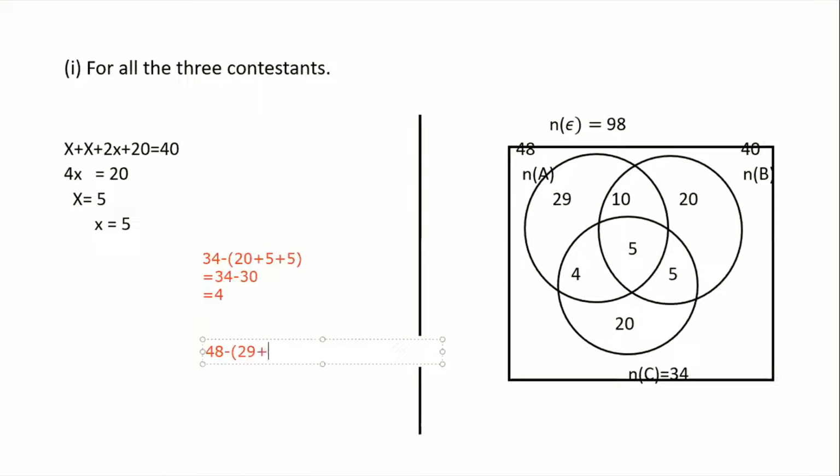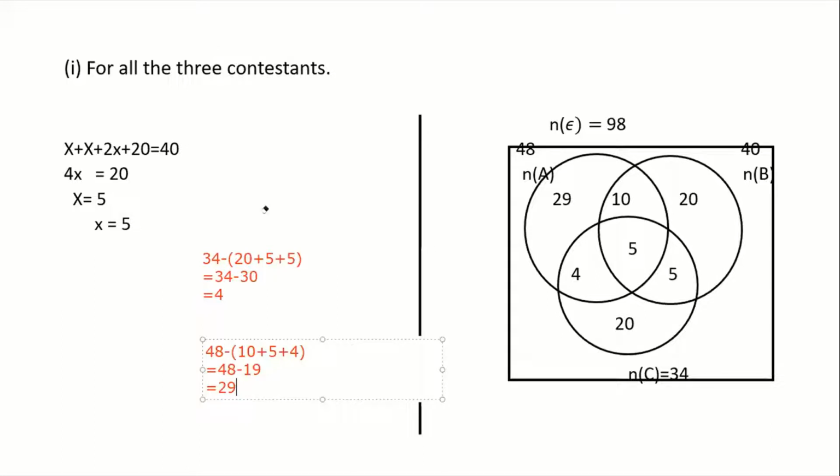29 plus 10 plus, no, the 29 is out of it because we are just finding it. That is 10 plus 5 plus the 4. That is giving us 48 minus, let me see, that is 19. If we input this, we shall end up with 29. So you come and fill up your Venn diagram. You shall have a very complete Venn diagram at this point.